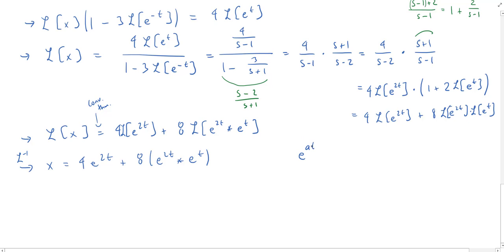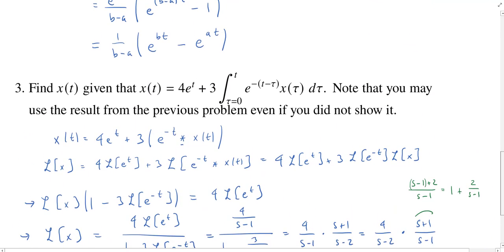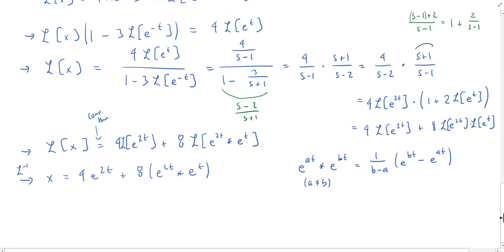We had e to the at convolved with e to the bt, where a was not equal to b. We got that was equal to 1 over b minus a times e to the bt minus e to the at. Okay, let's see, is that what we had? We'll go up to the previous one. Look at that, you can see where we had done it. Beautiful.